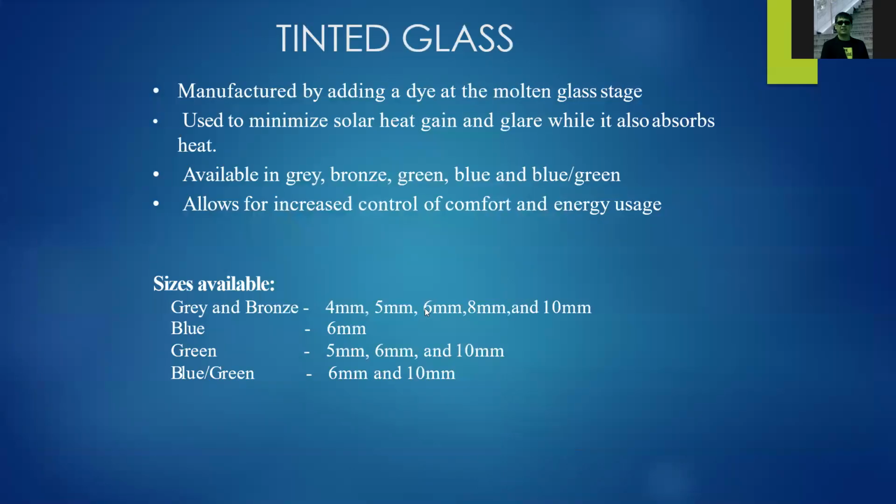So we have also the tinted glass, or the colored glass, manufactured by adding a dye at the molten glass stage. So when the glass is melted, it's in a liquid state. You put a dye so that it will create a specific color. Used to minimize solar heat gain and glare while it absorbs the heat. Available in different colors, gray, blue, green, sometimes red, allowing for increased control and comfort and energy use. The sizes available are in different thicknesses, up to 10 millimeters.